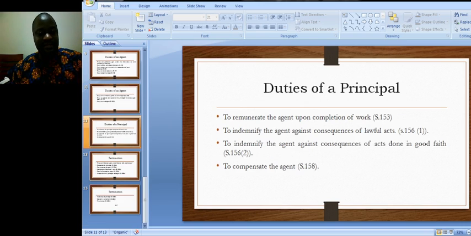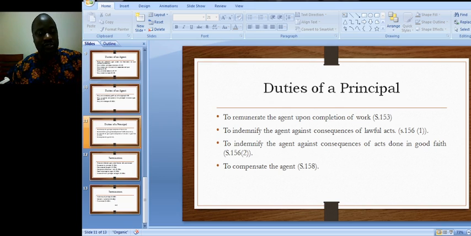Very good. So briefly, let's look at the duties of a principal, the role he has to play in regards to the law of agency. Number one, to remunerate the agent upon completion of work. You're supposed to pay someone for a job well done. That is under section 153. Number two, to indemnify the agent against consequences of lawful acts. That is under section 156.1.